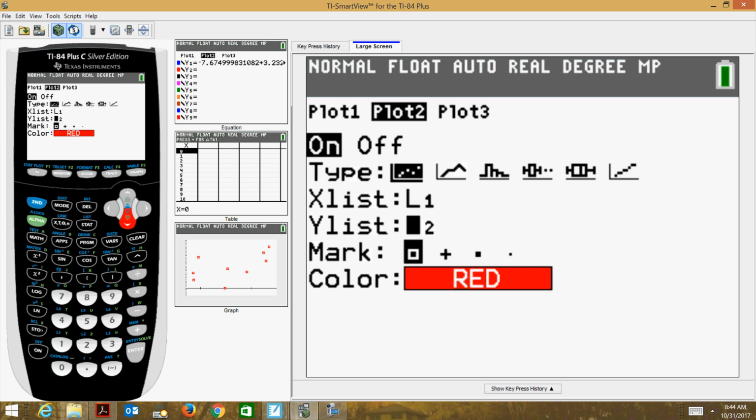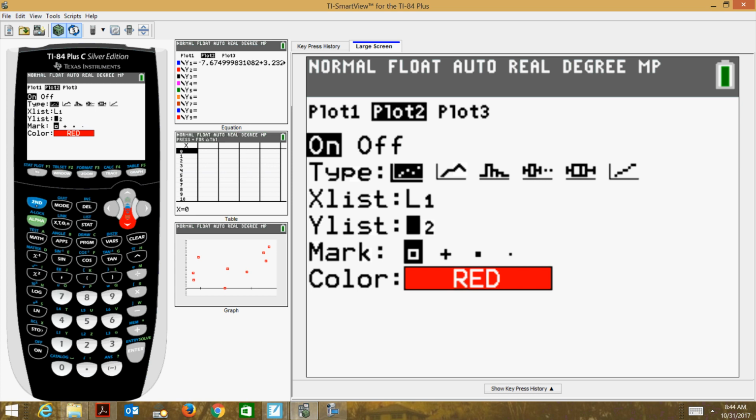Now, in order to find a residual, you have to first find the prediction of every data point and then plug it into the calculator, which can be rather tedious. Our calculators actually find residuals for us.